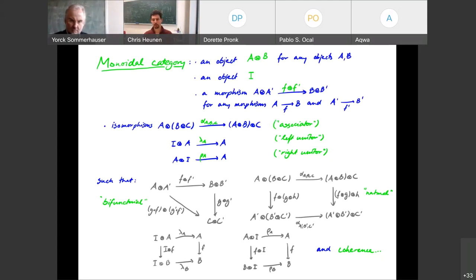Now, all of this data has to satisfy some requirements again. First of all, these coherence isomorphisms, as they're called, alpha and lambda and rho, have to be natural.